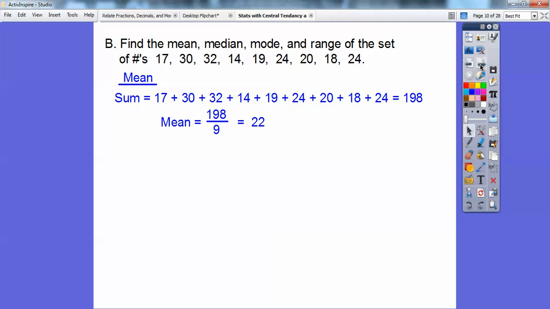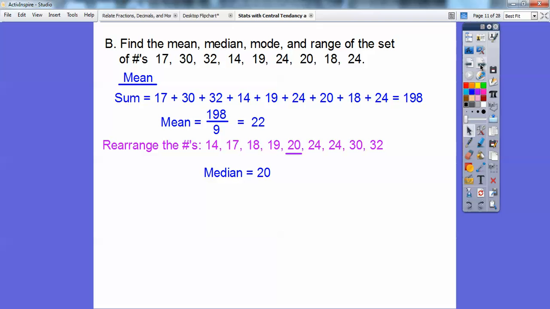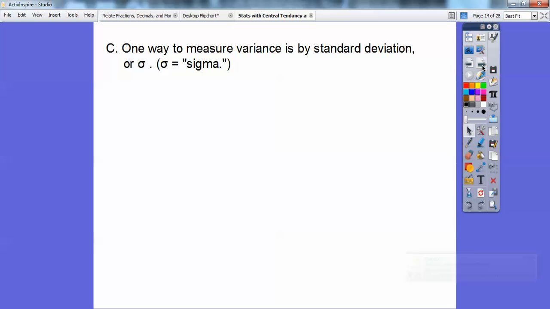All right, and then the median: you got to rearrange the numbers from smallest to biggest. So I did that right here. You can rearrange them from biggest to smallest if you want, and then you find the one that's in the middle. In this case, it's 20. And so the mode is the one that I see the most. I see most of them are 24s, so if I had to pick one that had the most, it would be 24. So that's the mode. The range is the biggest number minus the smallest number. So 32 minus 14 is 18. Okay, simple, huh?